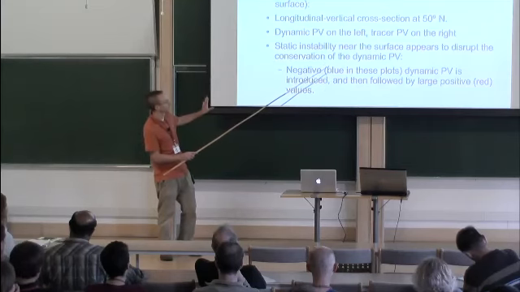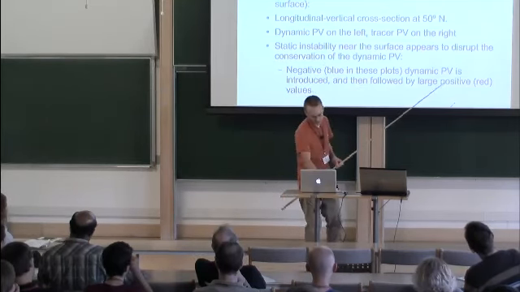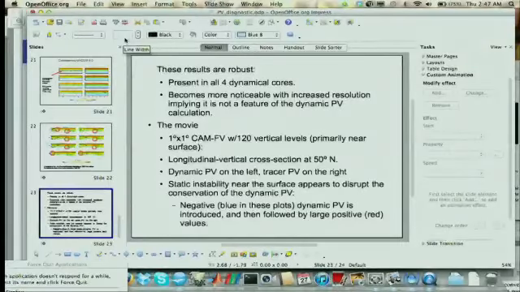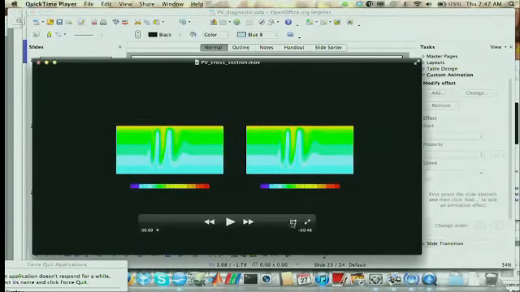I'll have the dynamic PV on the left and the tracer PV on the right. What we're going to see is that there's a static instability that develops locally. And when that happens, you'll see blue values of the PV show up. That corresponds to the static instability. And shortly afterwards is when we get the interesting stuff. So you can see the blue, this is the static instability here. You get negative values of PV showing up in the dynamics. Again, this is the dynamics, this is the tracer.